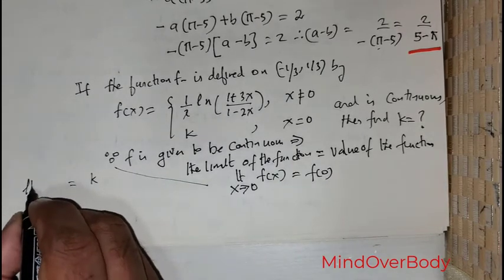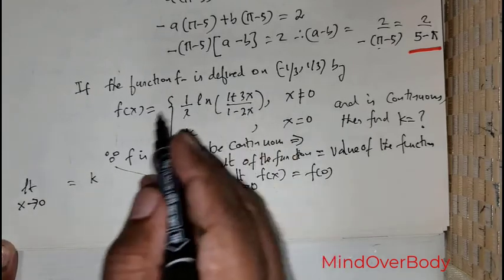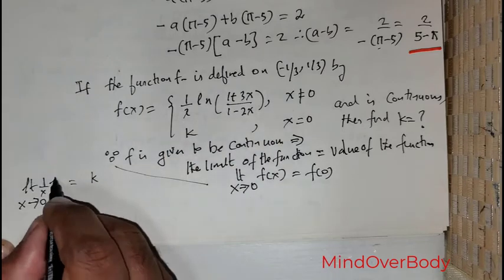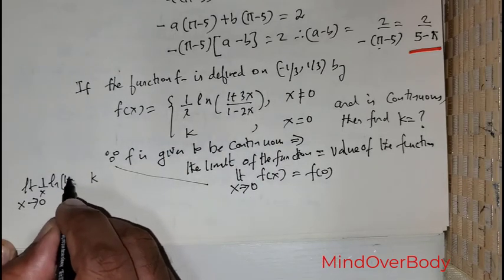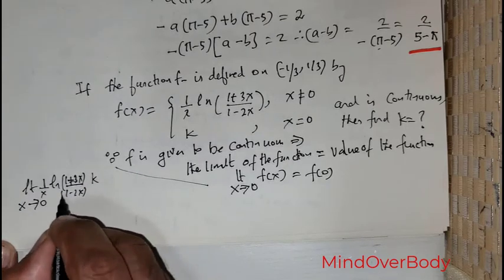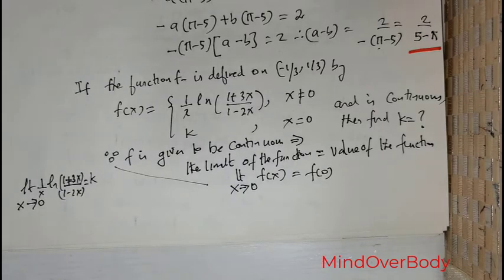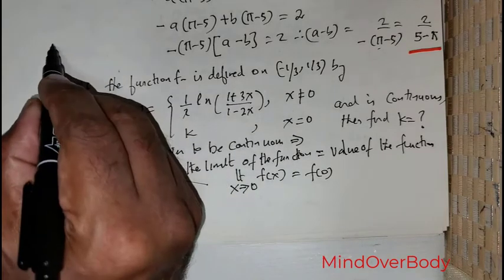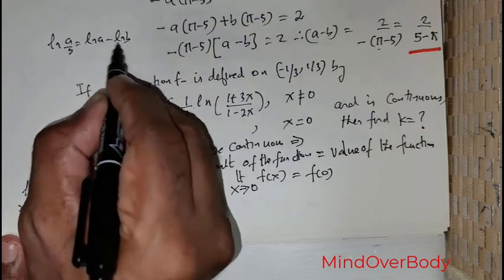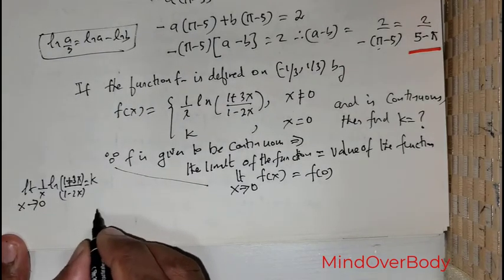Now this is going to be limit x tending to 0 of this entire function, which is going to be 1 over x times ln of (1 + 3x) divided by (1 - 2x), which is equal to k. So this is what we have got. Now I'm going to use ln of a over b is equal to ln a minus ln b. So if I use this property, I will rewrite this like this.